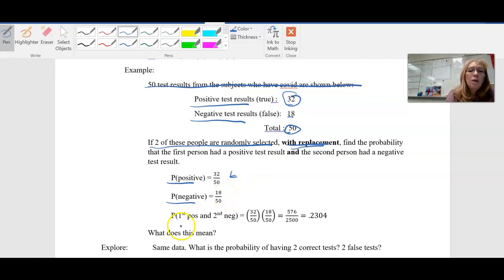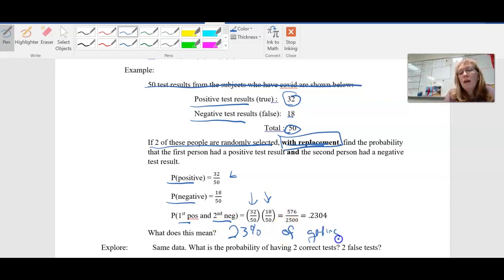So I want to know the probability of the first being positive and the second being negative. Since it's with replacement, it doesn't affect each other. So I just take the positive times the negative to get my answer. So this means I have a 23% chance of getting 1 positive and 1 negative test result from 50 people.